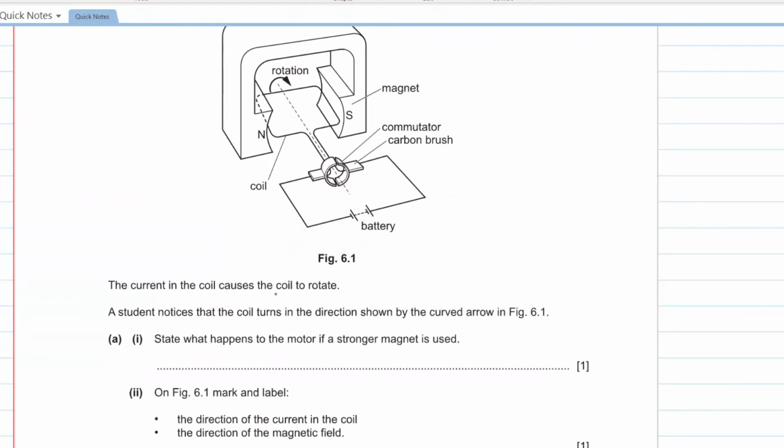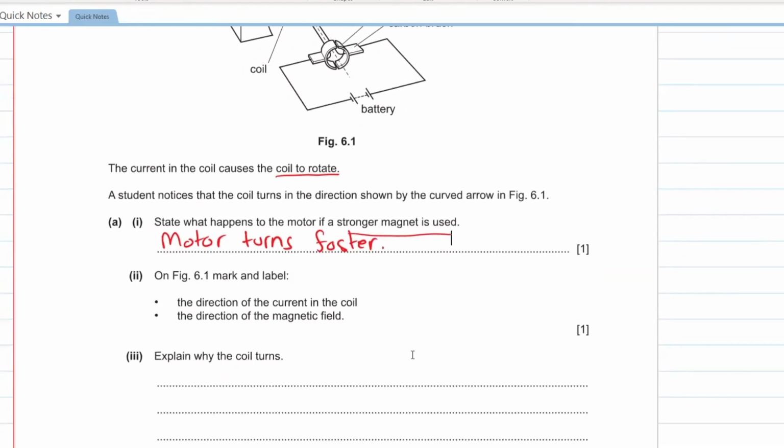The current in the coil causes the coil to rotate. Perfect. A student notices that the coil turns in the direction shown by the curved arrow in figure 6.1. State what happens to the motor if a stronger magnet is used. The motor will turn faster. Simple.